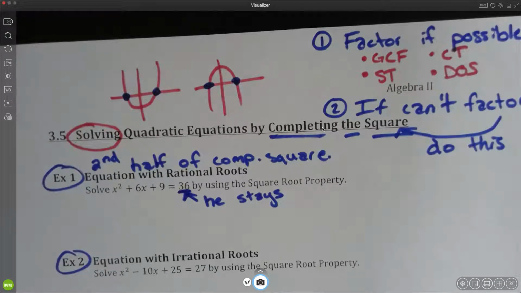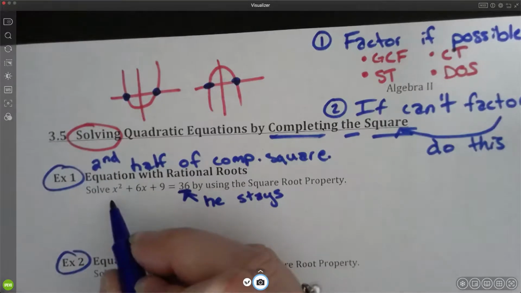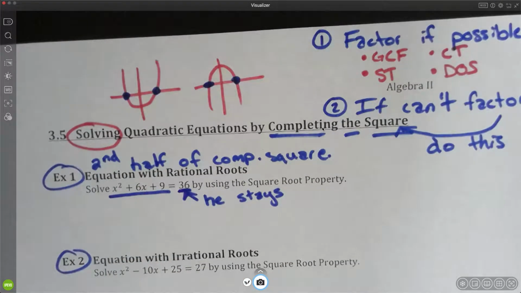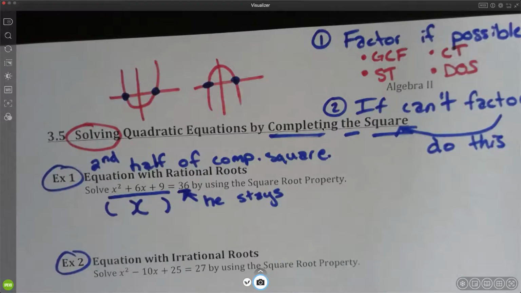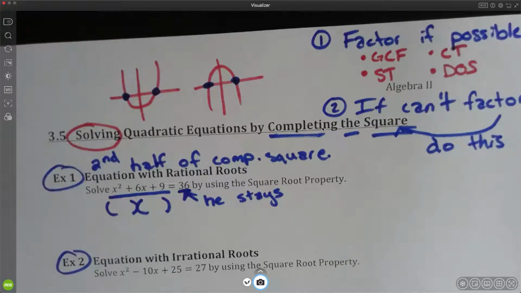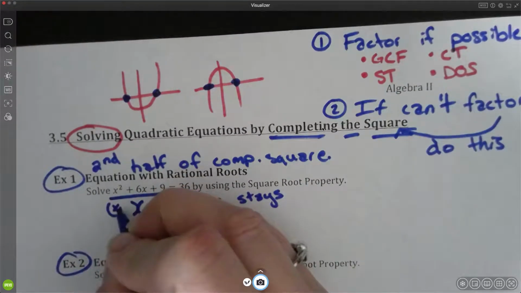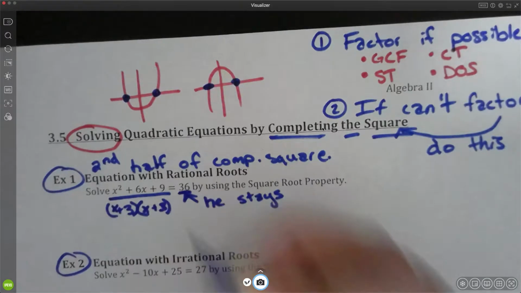Now, when you are completing the square, you are going to kind of factor. I'm looking at this guy right here: x squared plus 6x plus 9. We're going to factor this down. Because this is a simple trinomial, what can I multiply to get 9, but when I add them, give me 6? 3 and 3, right? So this would be x plus 3 and x plus 3. 3 times 3 is 9. 3 plus 3 is 6.